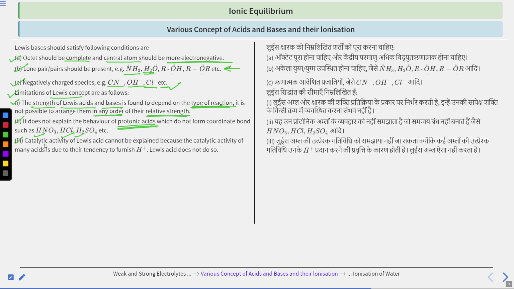Third limitation, the catalytic activity of Lewis acids cannot be explained because the catalytic activity of many acids is due to their tendency to furnish H positive. So a Lewis acid does not do so. It does not explain this. So these are some limitations of the Lewis concept.